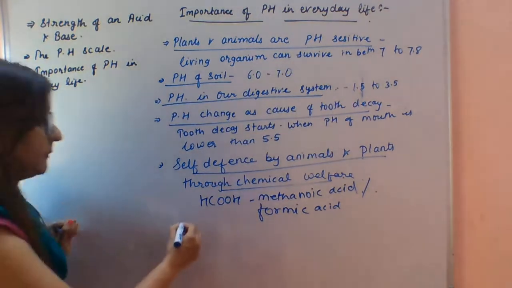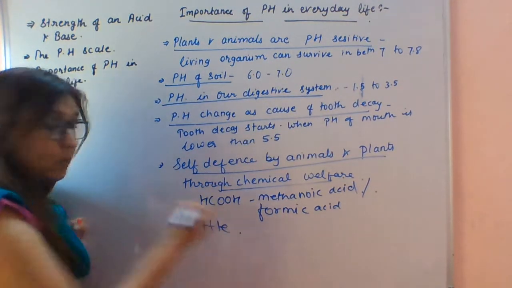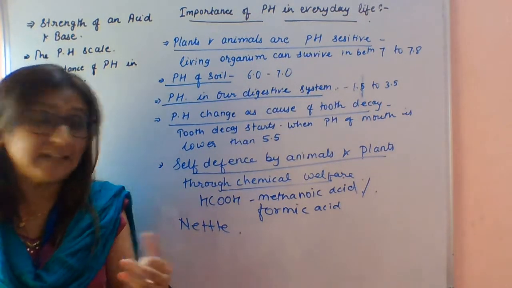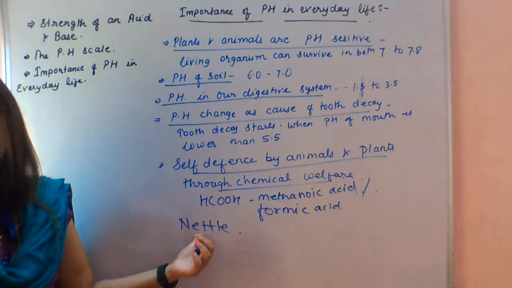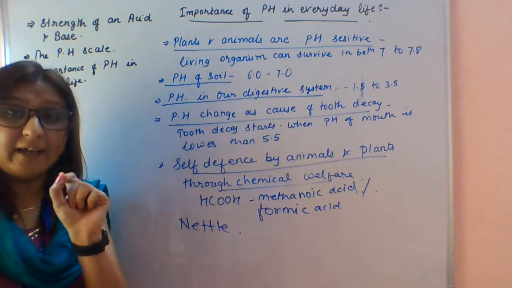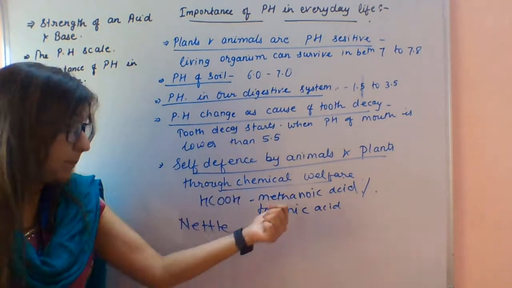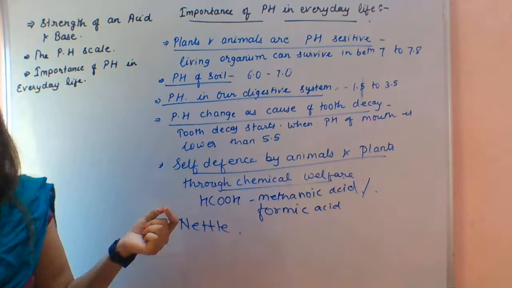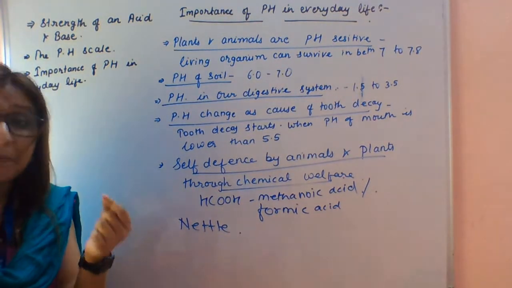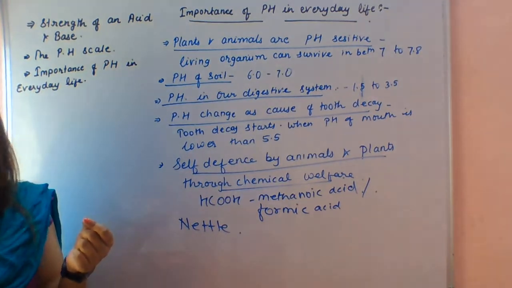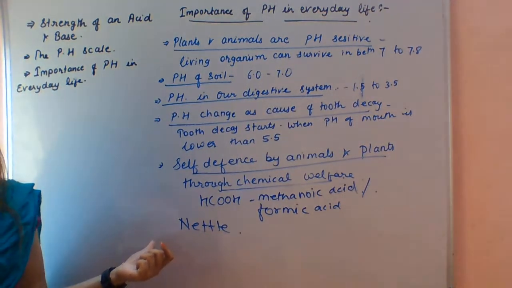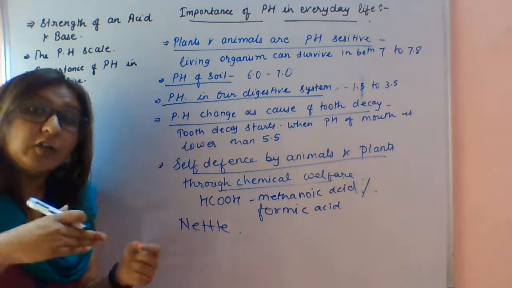Nettle is a herbaceous plant which often grows wild in forest areas. Its leaves have stinging hairs, and these contain methanoic acid or formic acid. If you accidentally touch that leaf, pain or irritation starts over that area. The traditional remedy for the nettle plant is to rub the area with the dock plant.